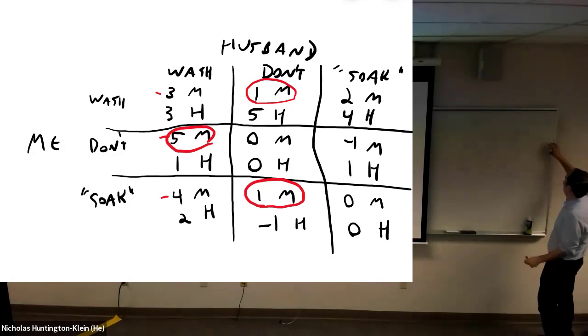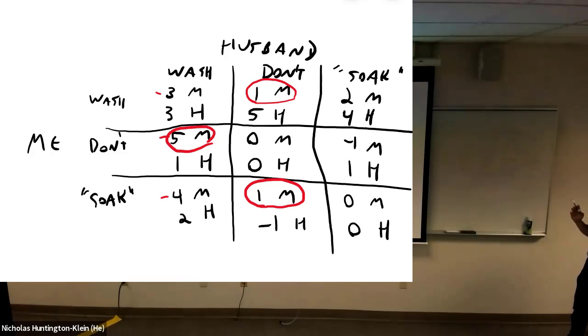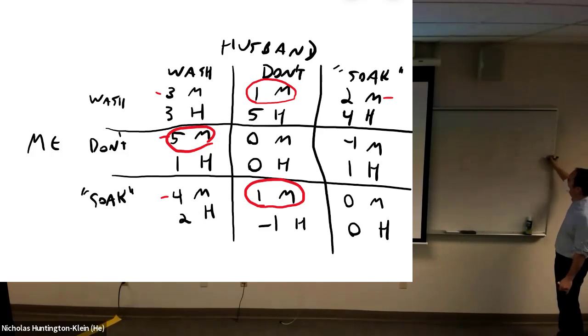How about if my husband soaks the dishes? What do I want to do? What's my best response? Wash them. Yeah, 2 is what I get if I wash. If I don't, I get -1. If I soak them, I get 0. So 2 is my best response then.